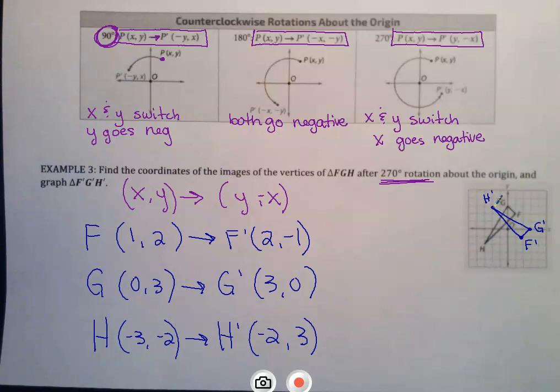Was this clockwise or counterclockwise? Counterclockwise, right? If it's positive, it's counterclockwise. Or what's another way we could describe this rotation? Instead of saying it was 270 degrees, it'd be negative 90 degrees, which would be the clockwise rotation, right? So there's a couple different ways we can look at those. Very nice.